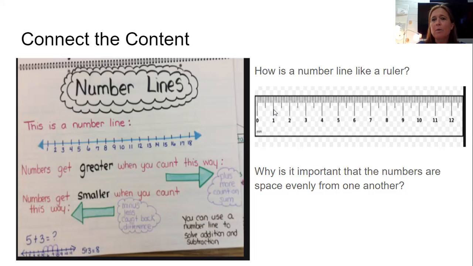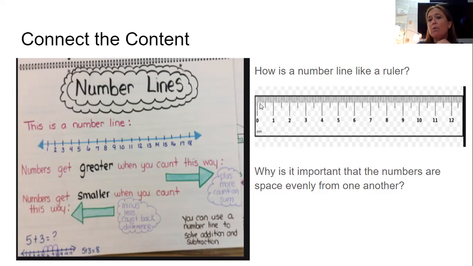The spaces between the 0 and the 1 and so on a ruler are all evenly spaced. The spaces are equal. On a number line, the same must be true. Why do you think it's important that those numbers are spaced evenly from one to another? It is important because, for example, on a ruler, if you measure 1 inch from 0 to 1, and it's one length, and then from 1 to 2 is a different length, then you're not going to get a true measurement of whatever you're measuring because one distance is not the same as the next.